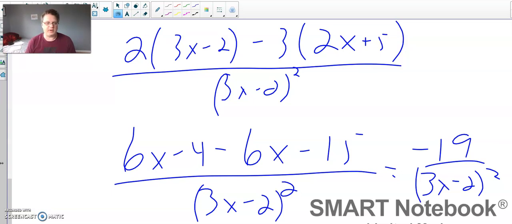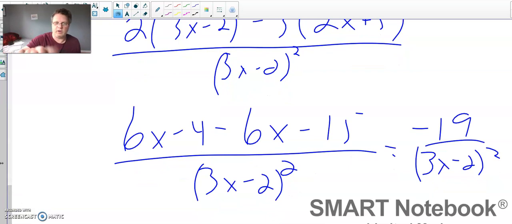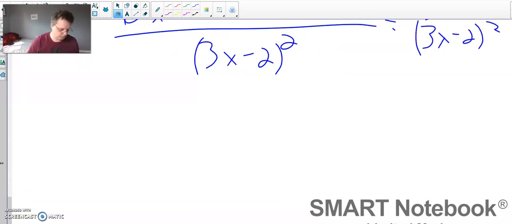And I think the answer might have had the negative out in front. No big deal, don't worry about it. It could be in the numerator, or out in front of the whole thing. Doesn't matter.